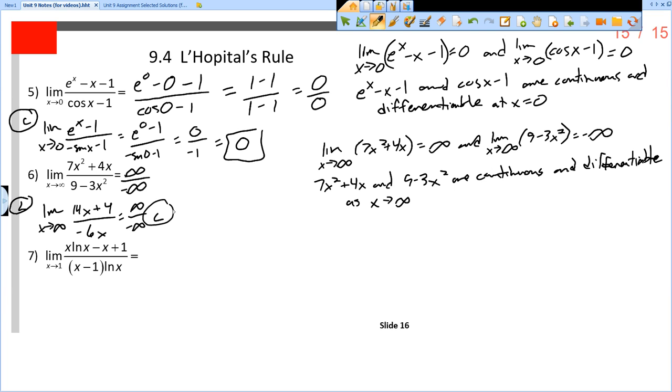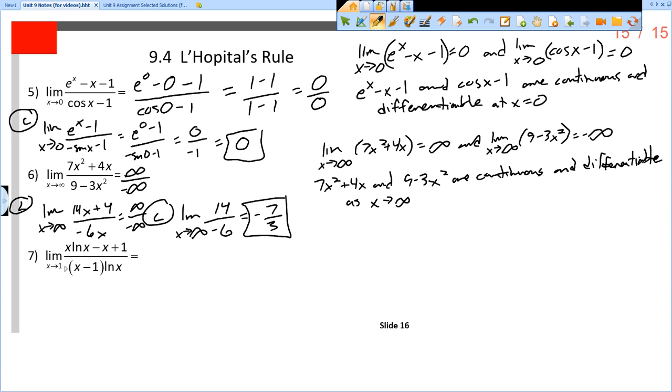So then we would use L'Hopital's rule again, and we can say the limit as x approaches infinity of the derivative of 14x plus 4, which is 14, divided by the derivative of negative 6x, which is negative 6. This just is negative 14 over 6, or negative 7/3, and that gives us that value.